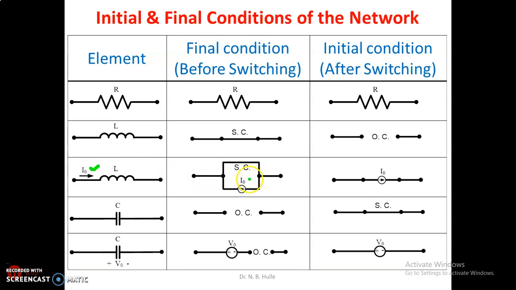Here, the short circuit is in parallel with the current source of I0. This is the inductor having its initial current I0 during the final condition, and it is just similar to a current source having the value I0 in the initial condition of the network, that is just after the switching.